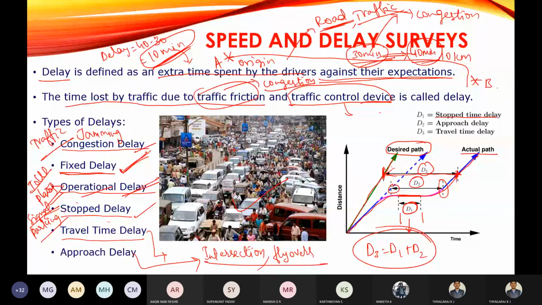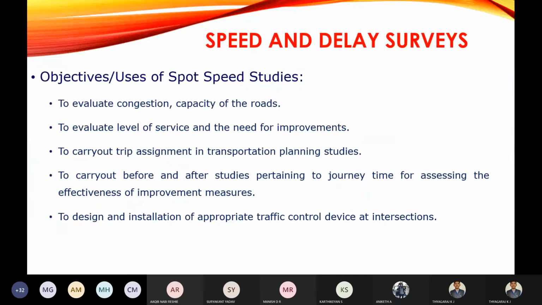Okay, next we will move to objectives. What are the objectives of conducting this speed and delay survey? Or what are the uses of conducting this speed and delay survey? So, to evaluate the congestion and capacity of the road. Whenever we analyze the delay, we can easily determine the congestion. Using this spot speed data, we can evaluate the congestion.